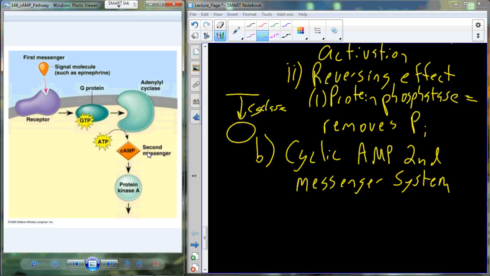So what does that protein kinase do when it's activated in the presence of cyclic AMP? It's a kinase, right? So it's going to phosphorylate. So that protein kinase phosphorylates another protein, turns that protein on, and that protein is in the middle of an enzymatic pathway and increases product. And now we change the physiology of the cell completely.